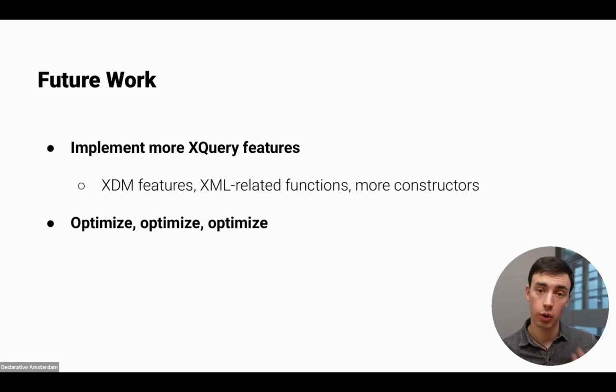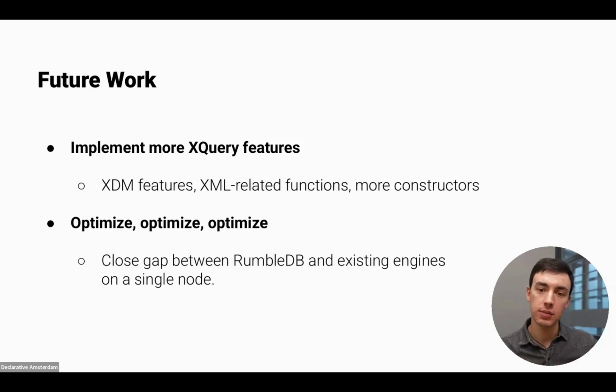Then we want to optimize, and optimize. Our goal is to close the gap between RumbleDB and existing engines, even when running on a single node. This means lowering the point where existing query engines are more efficient than what RumbleDB currently provides. Just imagine a query engine with the massive parallelism of RumbleDB and the blazing local performance of Saxon. That is the future that we are aiming for.